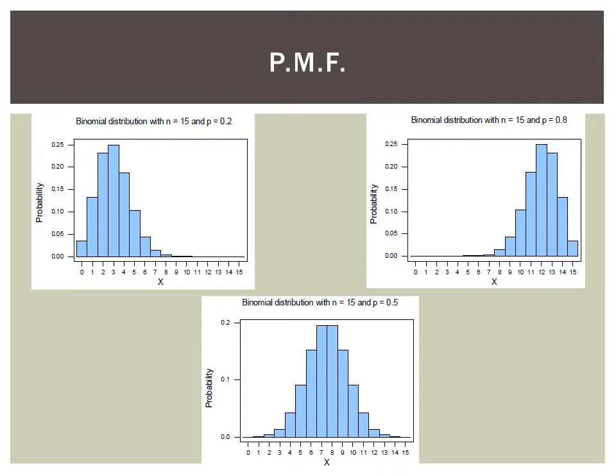Here's a picture of binomial distribution when n is small, for example, n equals 15. When p is small, for example, p equals 0.2, it's skewed right. When p is big, like 0.8, it's skewed left. When p is 1/2, no matter whether n is big or small, the binomial distribution is symmetric.